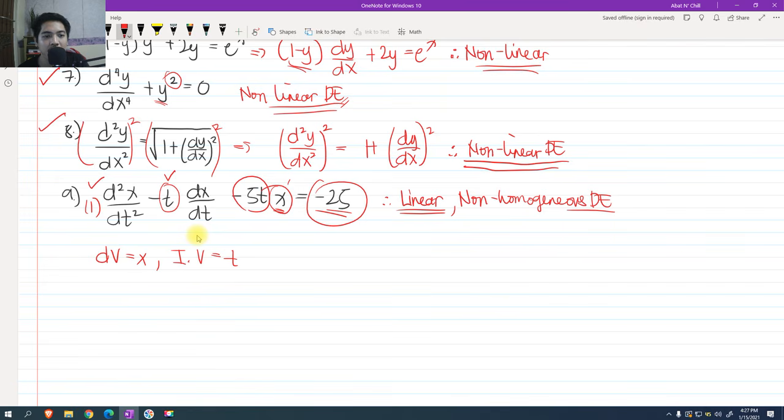So again, the dependent variable is x and the independent variable is t. And then, of course, we have the degree and order. The order is second order, because of this, and the degree is first degree, or degree of 1.